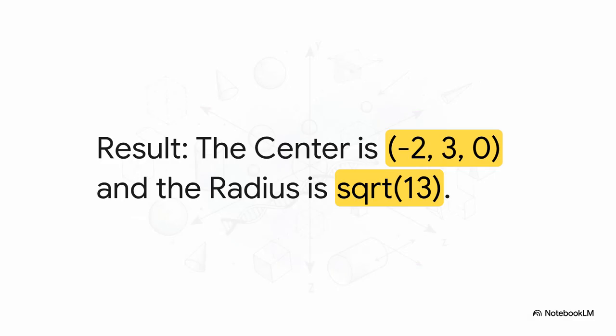So, after you've grouped your terms and you've completed the square, your messy equation turns into this much cleaner, much friendlier version. And now you can just read the answer right off the screen. The center is at (-2, 3, 0), and the radius is the square root of 13.